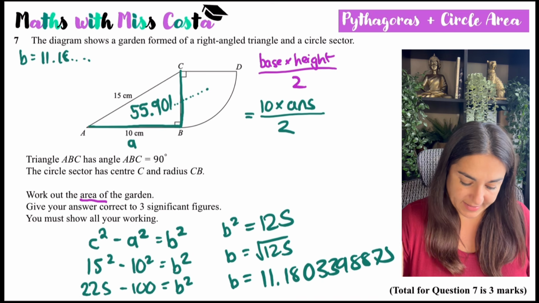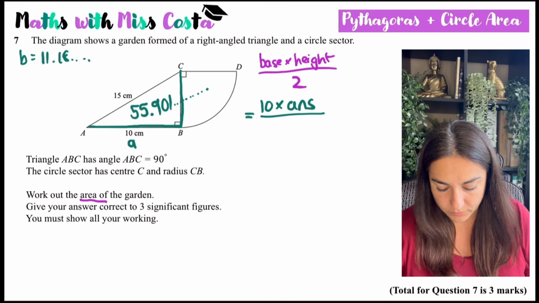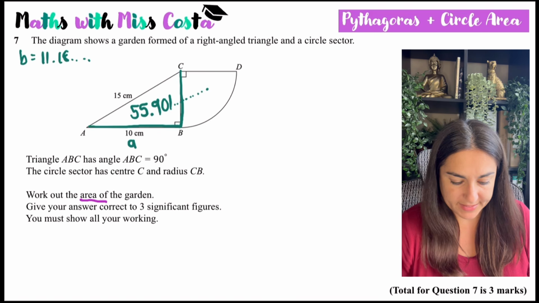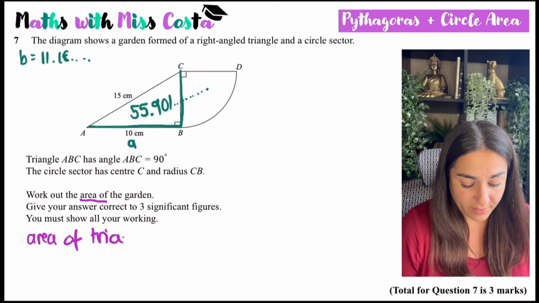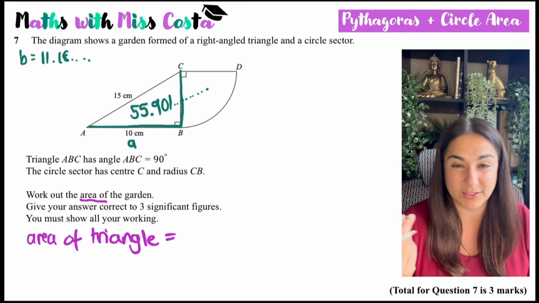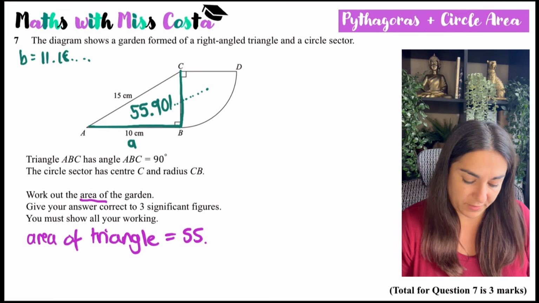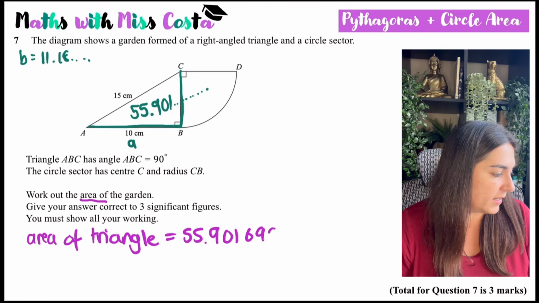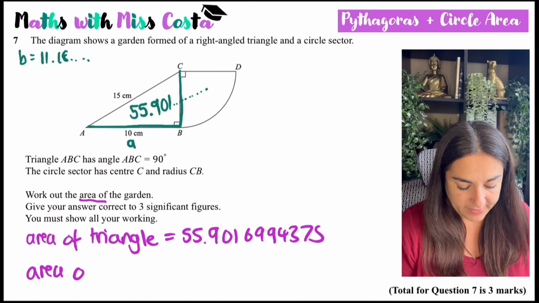So we can write that out somewhere. Let's write out the area of the triangle somewhere so we can save it for later. So area of triangle: remember, you don't round until the very end. A common mistake people make is they round and then the answer is just a little bit off at the end. So write out everything that you see on your calculator. So that would be 55.9016994375. Now we need to work out the area of the sector.